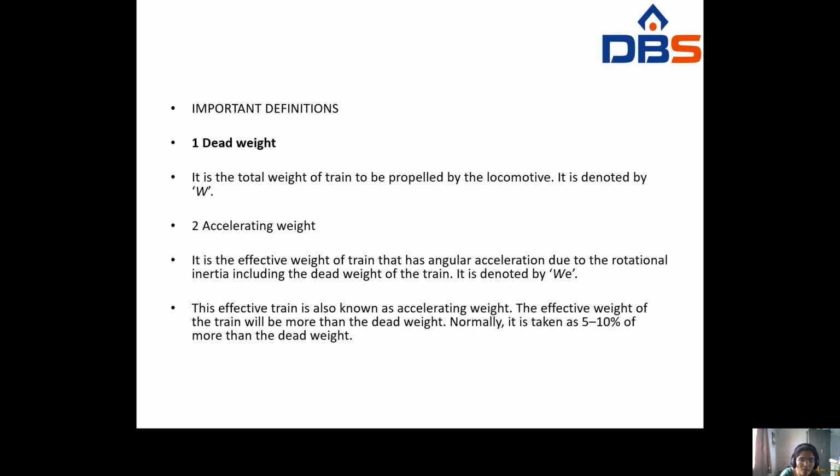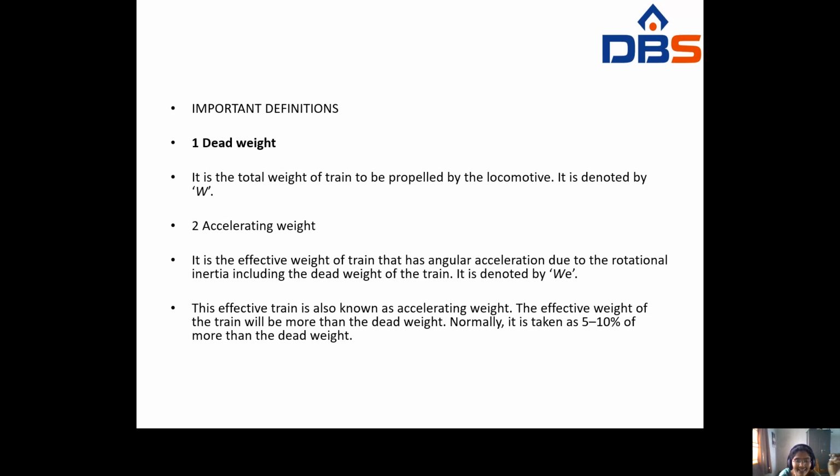Next you have to see some of the important definitions in this unit. The first one is dead weight. What is the dead weight? It is the total weight of the train to be propelled by the locomotive. It is denoted by W. So the total weight of the train propelled by the locomotive is specified as the dead weight.